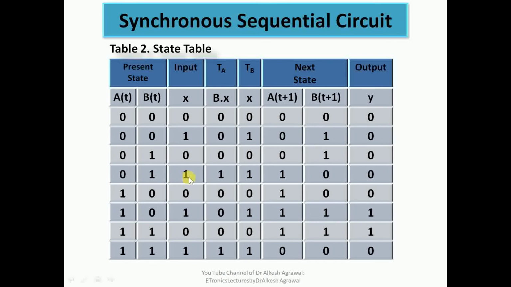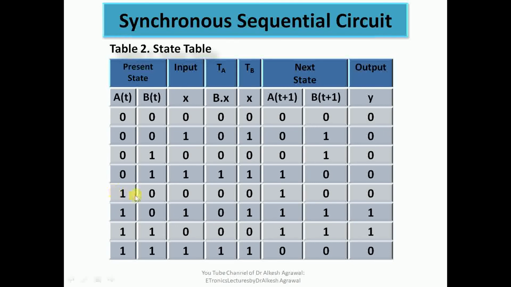So B(t) is 1, X is 1, so the AND value is 1 and X is 1. So both TA and TB are activated. Now there is a change in state. So A(t) is 0, A(t+1) is 1, and B(t) is 1, so B(t+1) is 0. There is a change in state because TA is 1 and TB is 1. That depends upon B, X, B, and X.